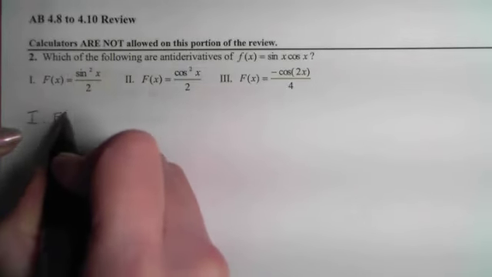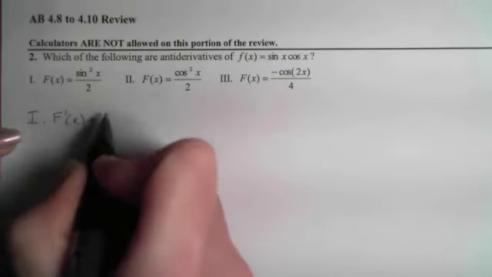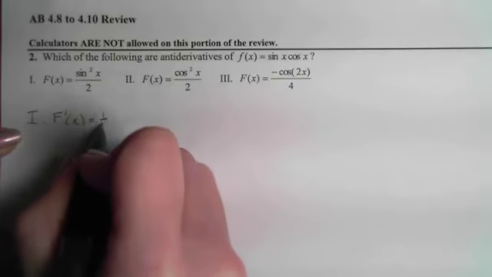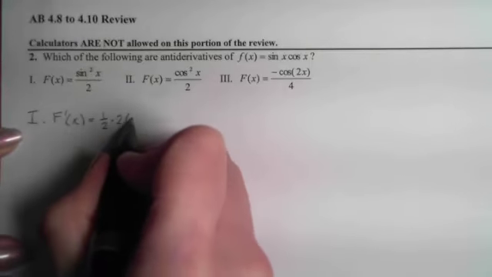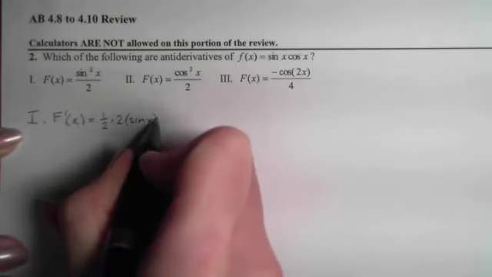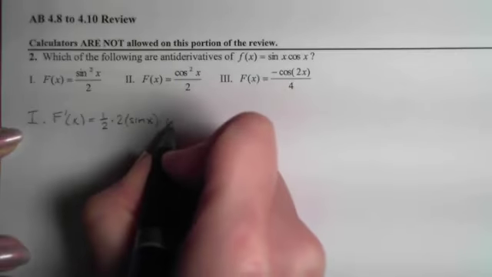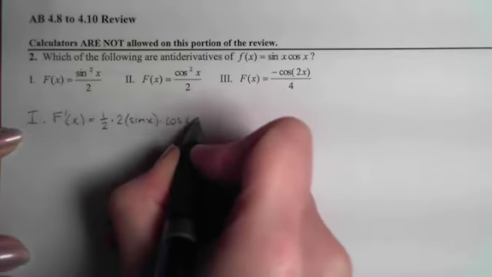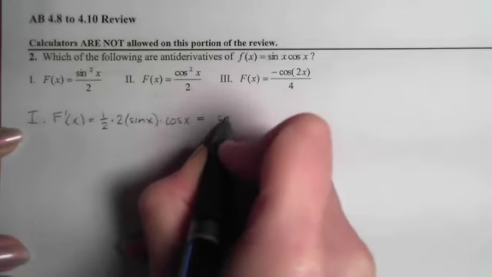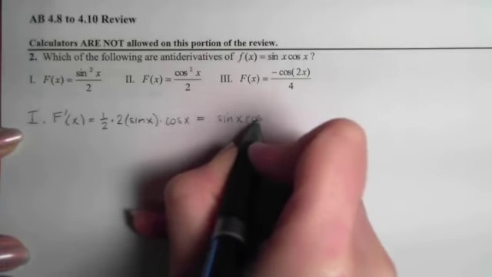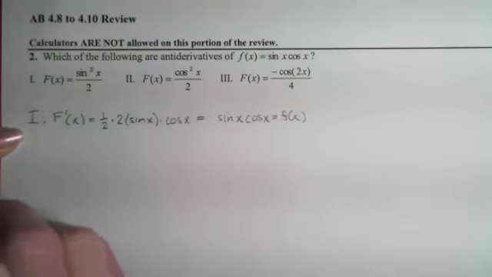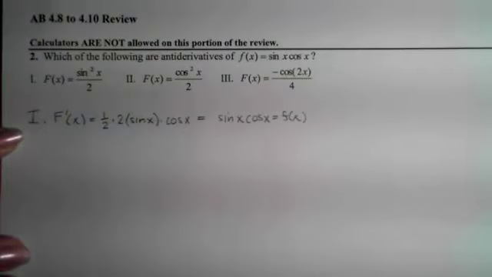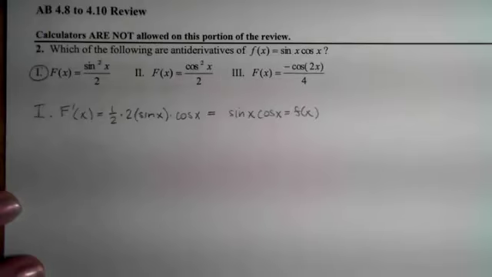So capital F prime will be a constant, which is 1/2. The next thing I hit is the power, so I'll do a 2 of the inside unchanged times the derivative of the inside. Simplify, and what do you know? It looks like sine of x times cosine of x, which is little f. So that means big F is an antiderivative of little f. So 1 works.